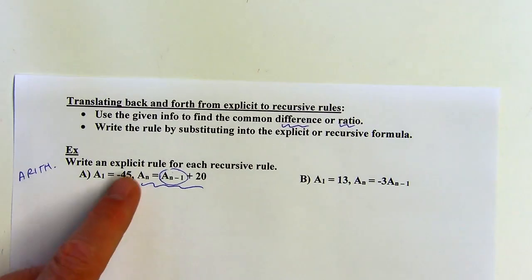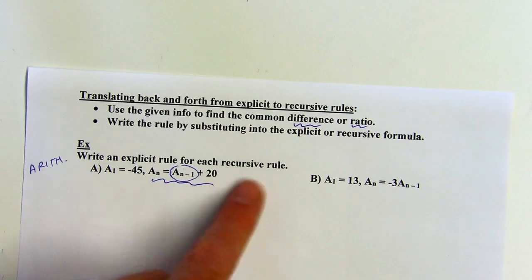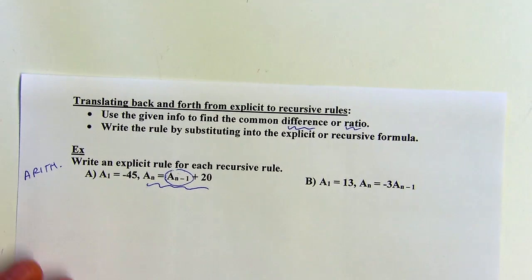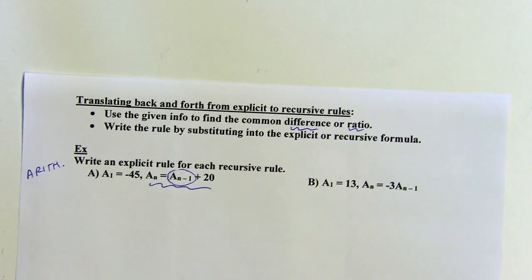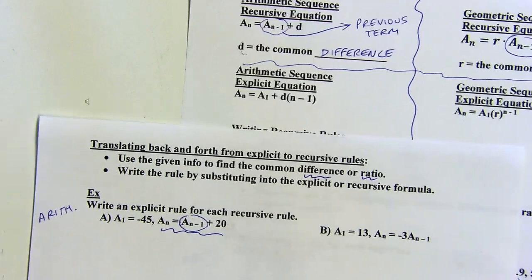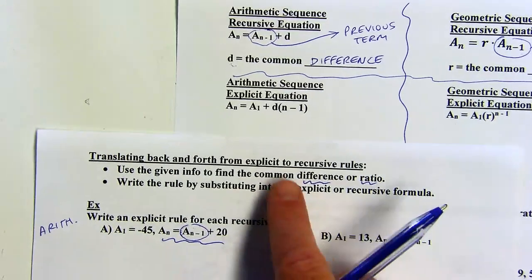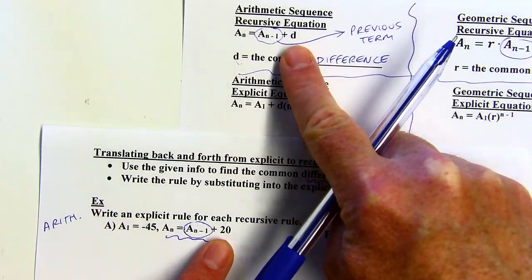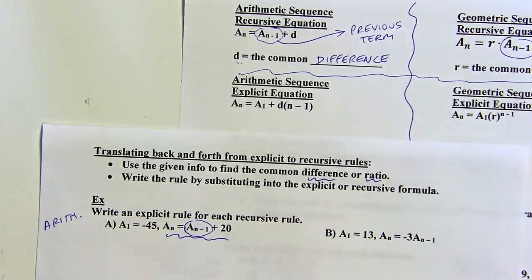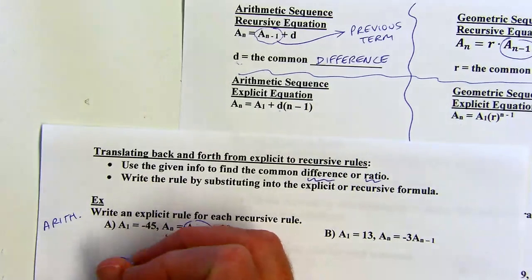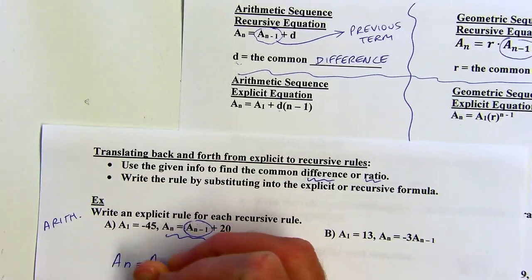Okay? So it says write an explicit rule for this recursive rule. So this is a recursive rule, but I want to write an explicit rule from it. So that means I'm going to get out the explicit formula for arithmetic. So from that last page, you can see how this is in that same format, right? The 20 just in place of the D. So I'm going to get out the explicit formula then, which looks like this.